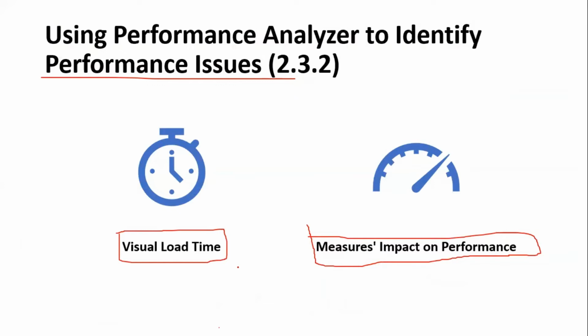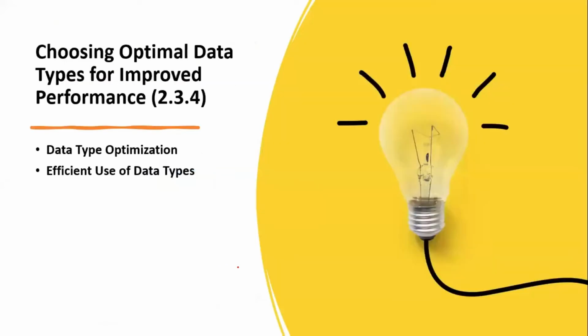Okay, so that's it for the performance analyzer, and measures impact we already saw in the visualization, that we can analyze that, okay, in this particular visualization I need to convert my measures into DAX function, right? Let's see the next one, which is a simple one where we need to select particular data types to improve the performance. Okay, so let's see.